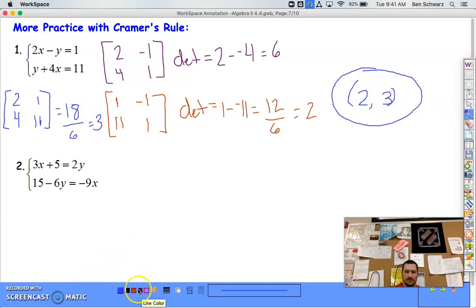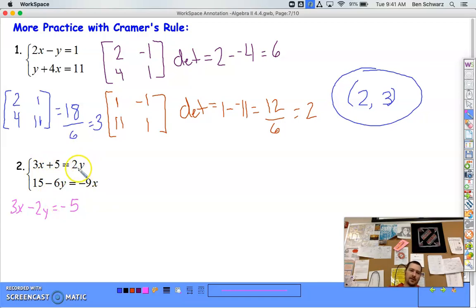All right, down here, let's do all this the same color now. So down here, again, we want to have everything in order. So let's switch it to 3x minus 2y equals negative 5 down here. And you can do this a little bit differently depending on how you want to.